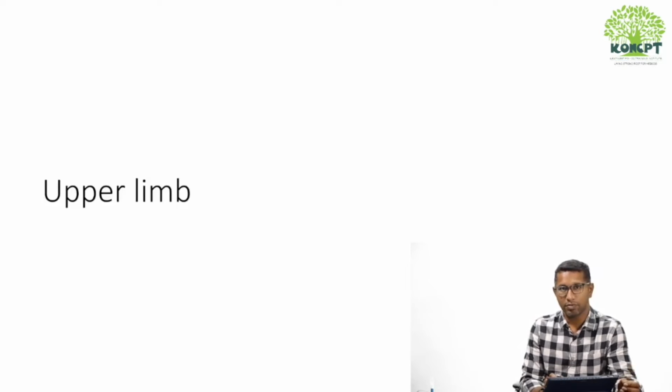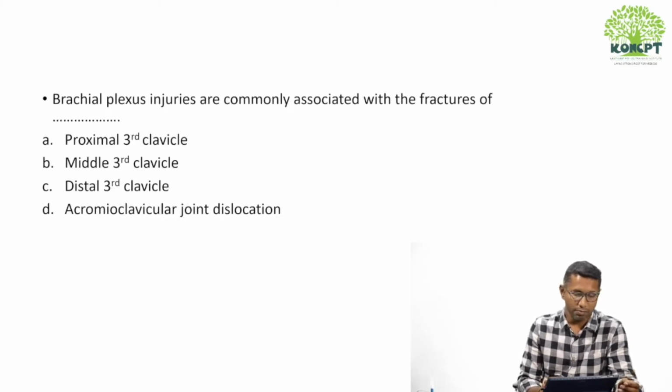So, in this session we will be discussing a few applied aspects of upper limb topics, and to start with, let us see the first question. Brachial plexus injuries are commonly associated with fractures of the proximal third clavicle, middle third clavicle, distal third clavicle, or is it related to acromioclavicular joint dislocation?